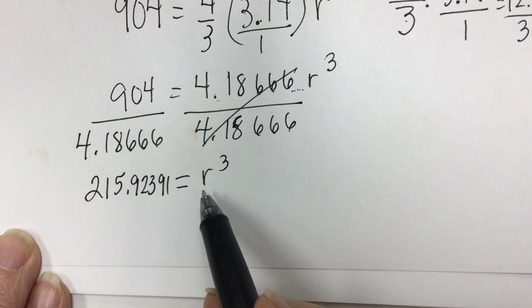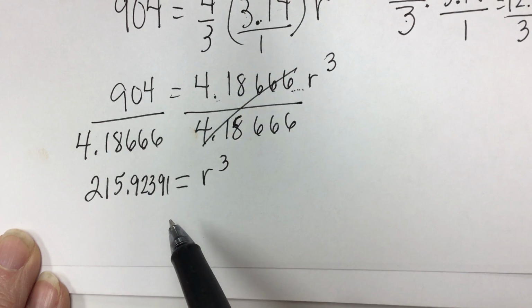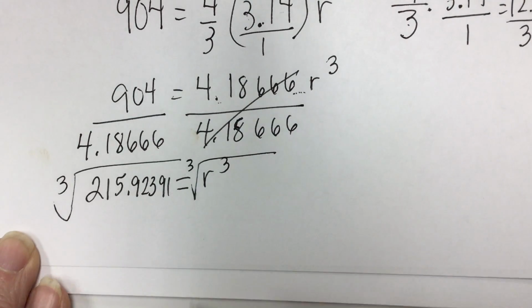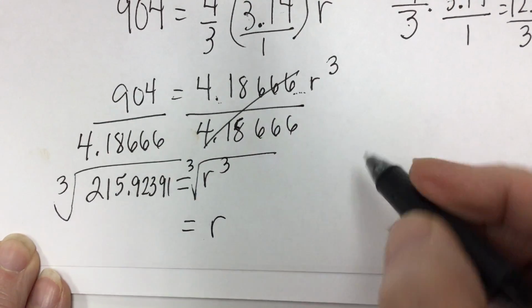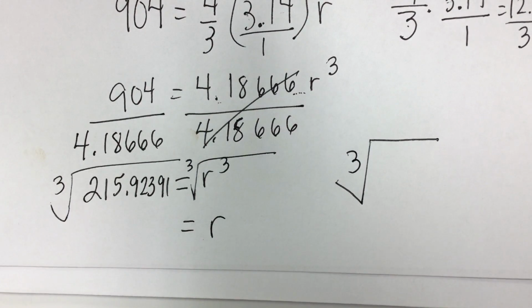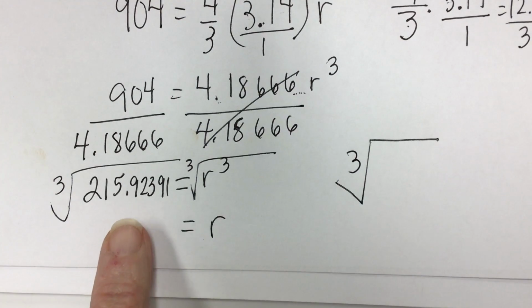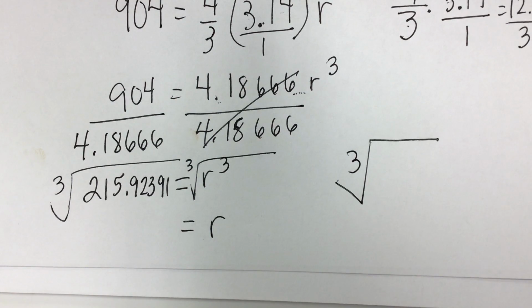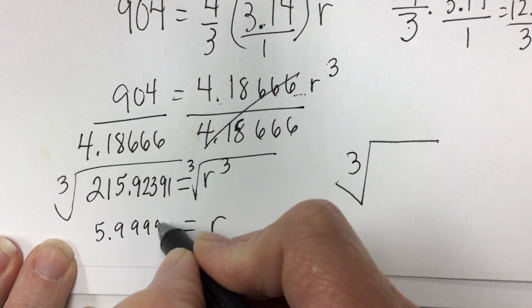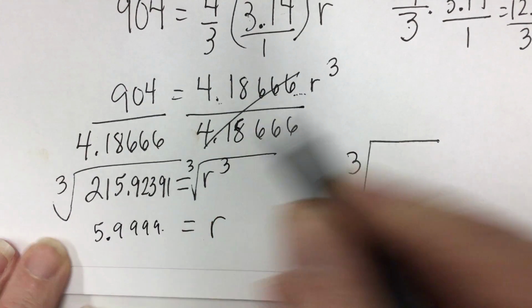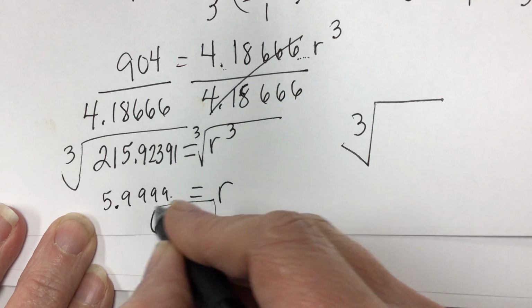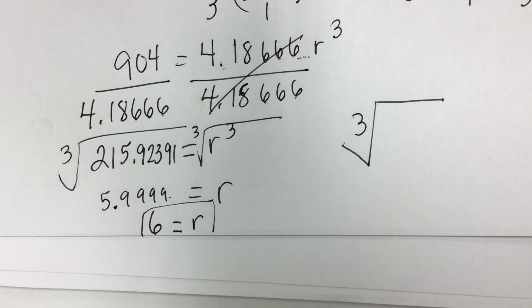So to go from something cubed to something not, we will need to take the cube root of both sides. You will need to find the button that looks like this, the cube root. So we're going to take the cube root of 215.92391. When I hit cube root, I get 5.9999, and the numbers go on, but we'll round that to 6. So I have my radius is equal to 6.